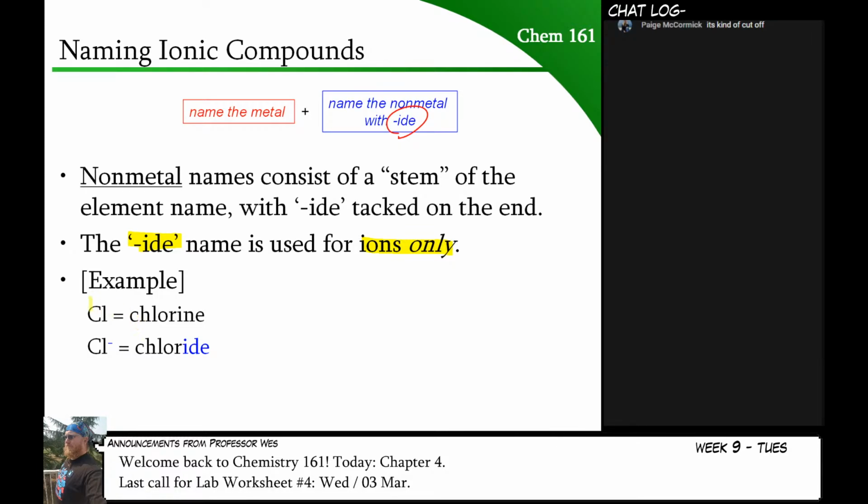So, for example, chlorine is just Cl by itself, but chloride has the little minus charge on there, and so that's what that indicates. Note that it's always "ide" for the common ion that forms, so sulfide would be S2 minus and not S minus, or any other charge of sulfur.